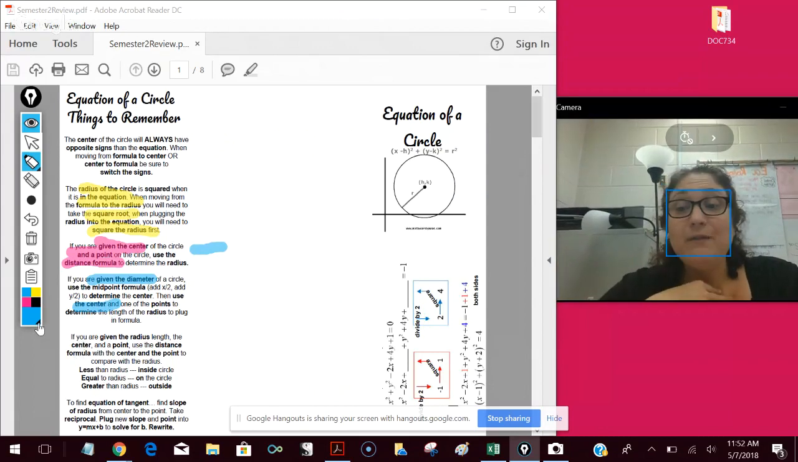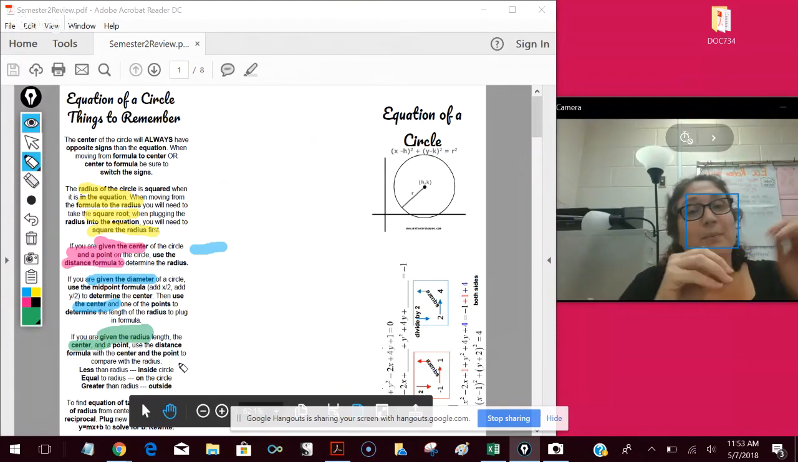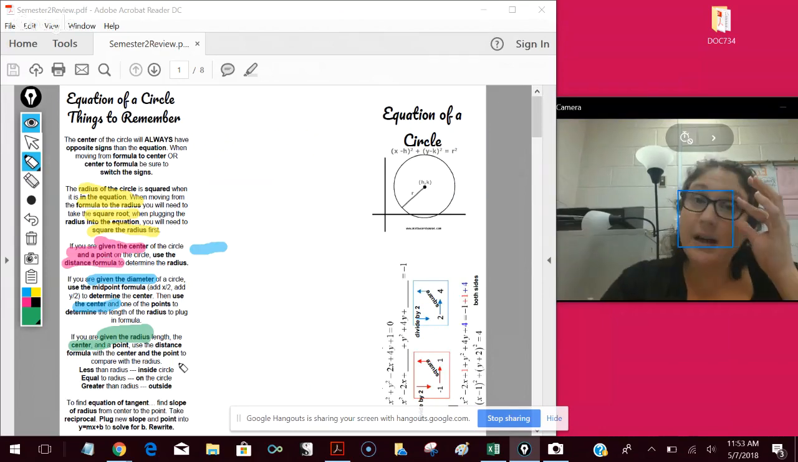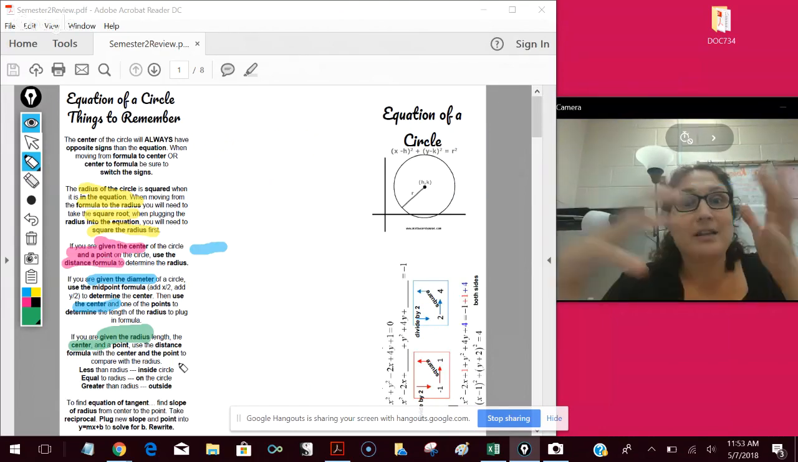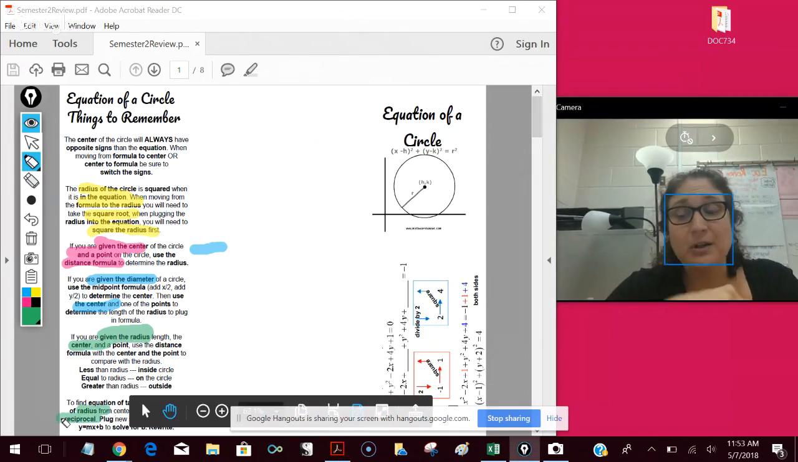Now down here, if you are given the radius of the circle, the center, and a point, you can use the distance formula to compare and see if that point is on the circle, in the circle, or outside of the circle. The questions that you saw had to do with earthquakes, like, did you feel the earthquake tremble? That is where this comes from. You might also be asked to find the equation of the tangent. When you find the equation of the tangent, you first find the slope of the radius. Then you take the reciprocal, and then you plug all that into y equals mx plus b.